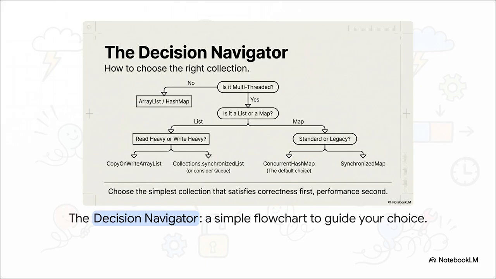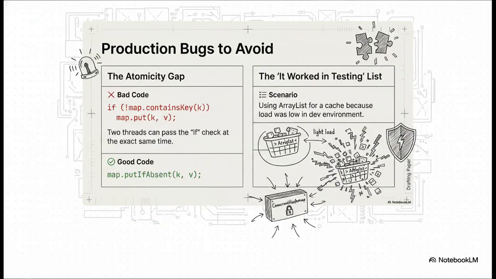The mantra is simple. Choose the simplest collection that makes your code correct, and only then should you start to worry about performance. And believe me, choosing the wrong collection has very real consequences. This is the classic, well, it worked on my machine scenario. Using a plain old ArrayList for some kind of shared cache might seem fine when you're testing with a few users, but it can absolutely crash and burn the second you put it into production and it gets hit by real traffic from multiple threads at once.